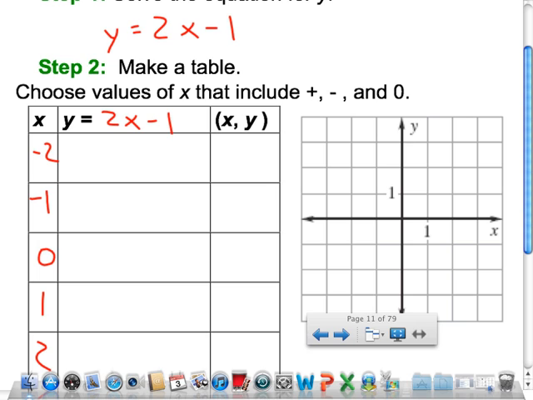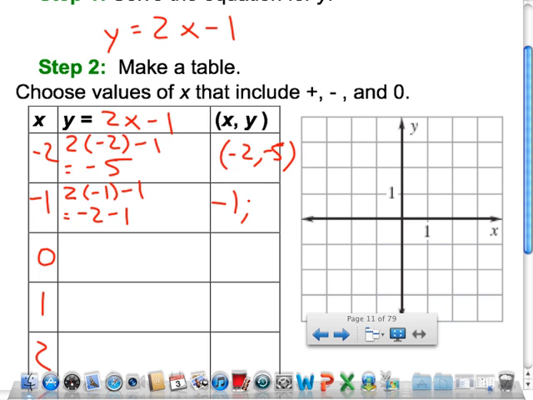Okay? So now I plug in -2 for x. I get 2 times -2 minus 1. 2 times -2 is -4, minus 1 is -5. So the xy here would be -2, -5. I'm going to go a little bit quickly here. So 2 times -1 minus 1, that's -2 minus 1. So this is -1 comma -3.